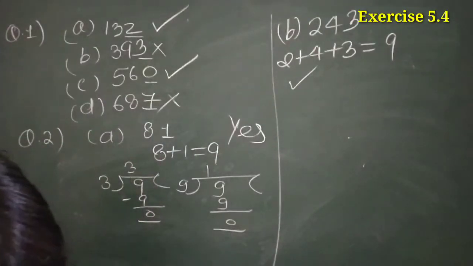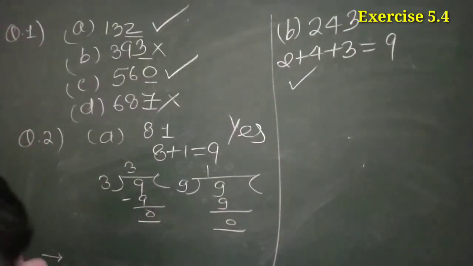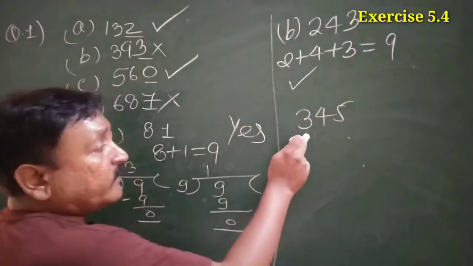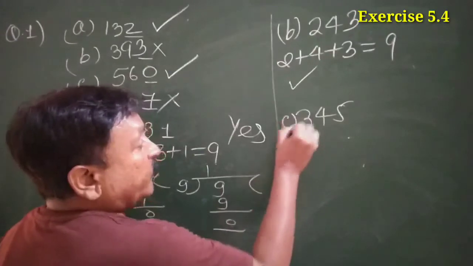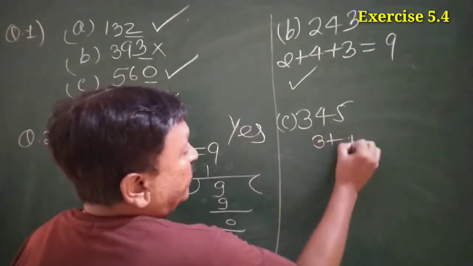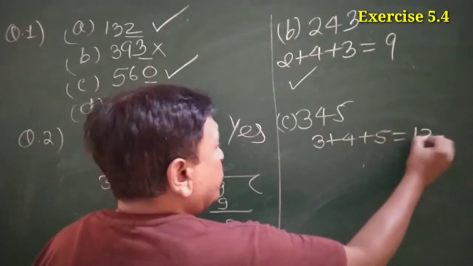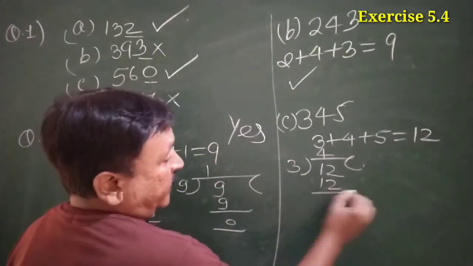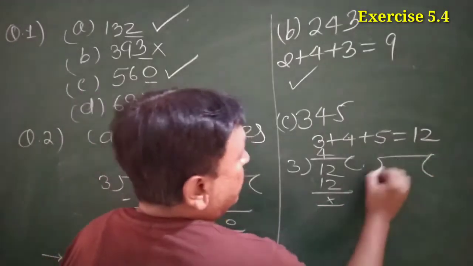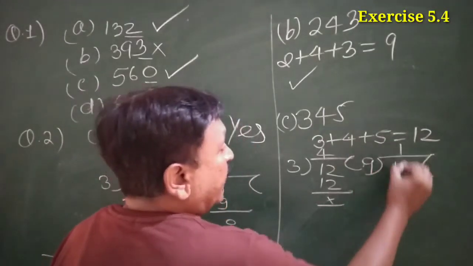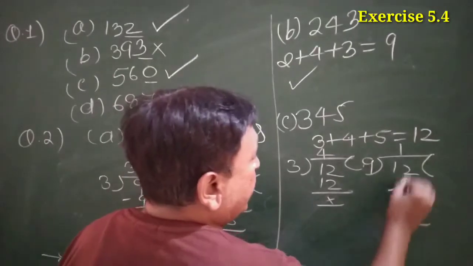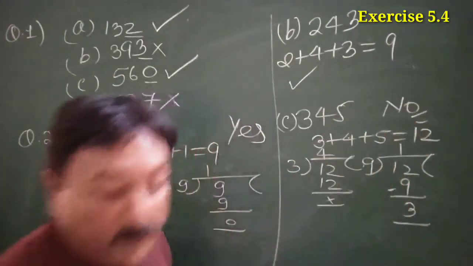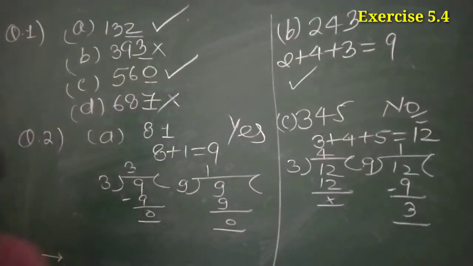See one more part. Part C: 345. 3 plus 4 plus 5. It is 12. If I check it by 3, then it is divisible by 3. But this number is not divisible by 9. Why? Because a remainder is left. So its answer will be no. Is it clear? In this way you have to do question number 2.